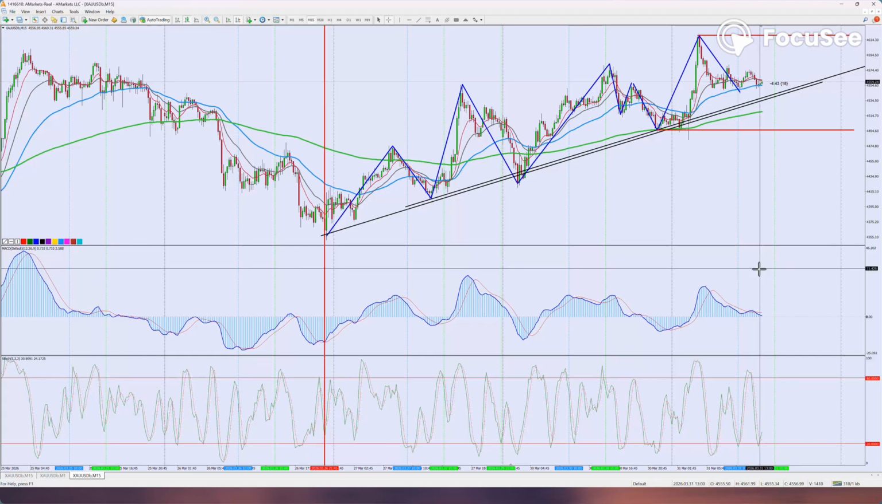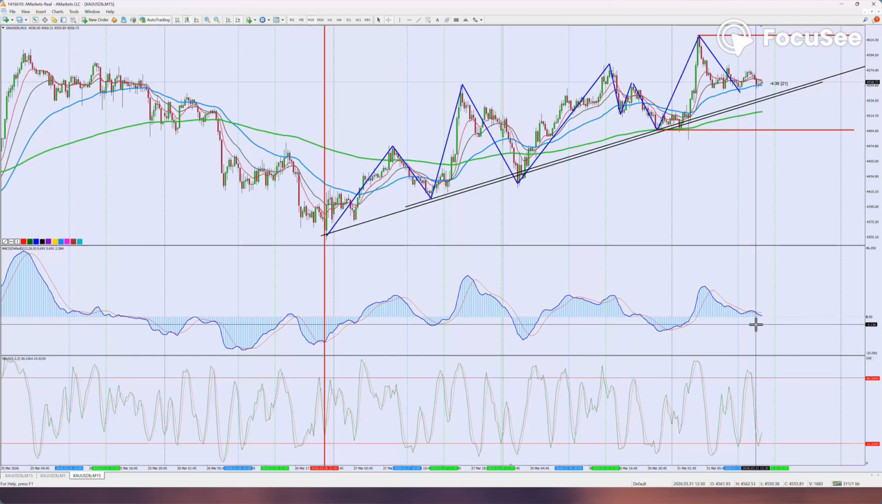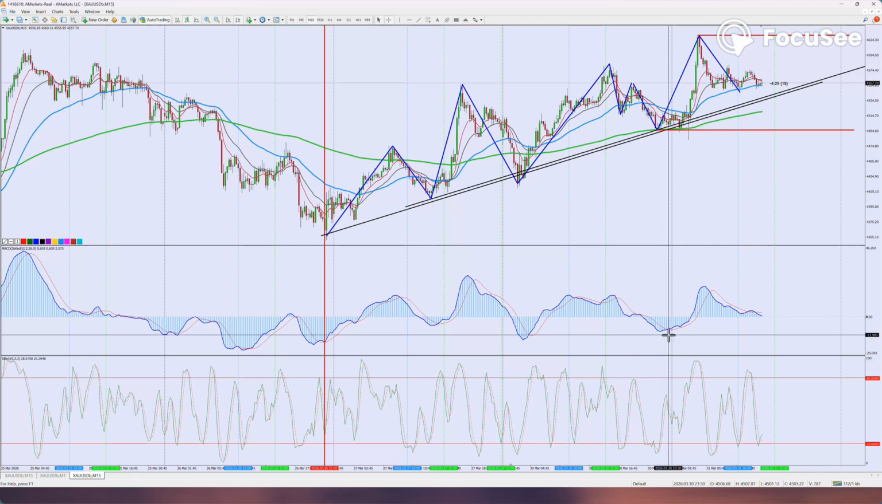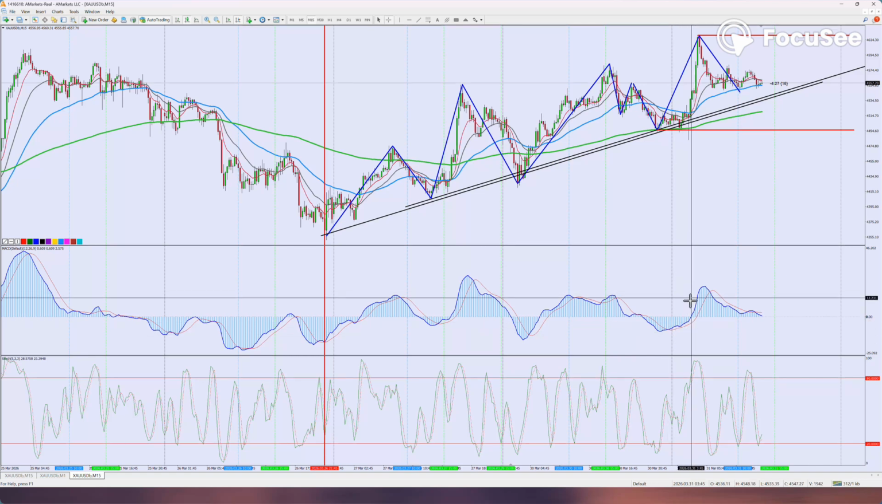Right now, the stochastic is on 20, but my MACD is crossed down. I'm not in a good position. I want both of these in the same direction. If this crosses up, going upward, I want my stochastic below and crossing up. So at the moment, I don't trade. But let's see what happens if we do.